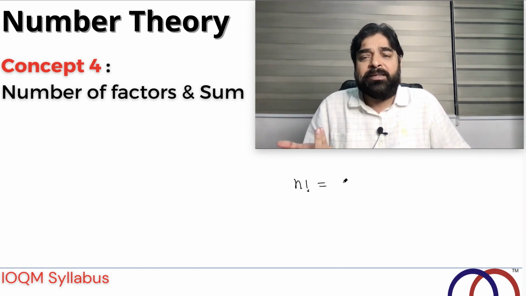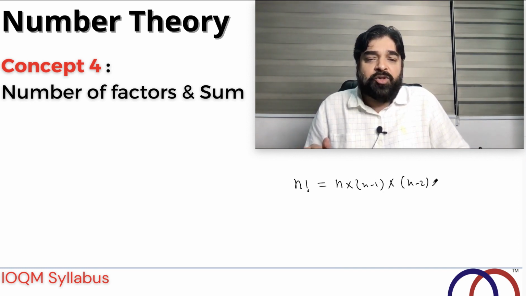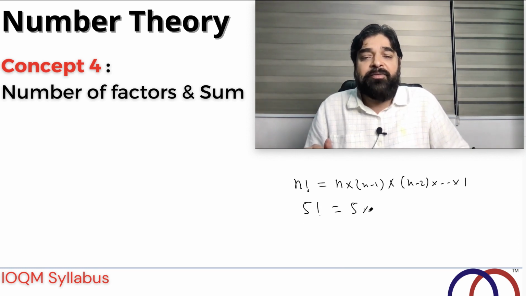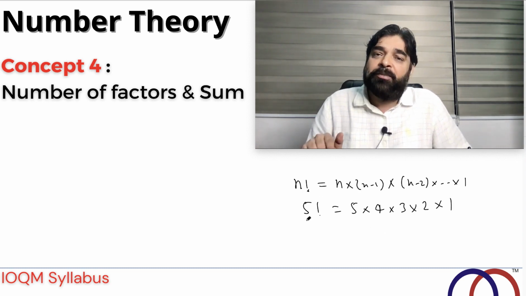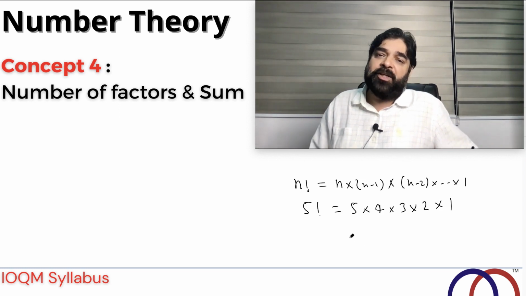What is n factorial? Very simple. n into n minus 1 into n minus 2 and so on till 1. That's all. For example, 5 factorial, how do you write it? 5 into 4 into 3 into 2 into 1. Start from this number and terminate at 1. So that is called the factorial simplification.